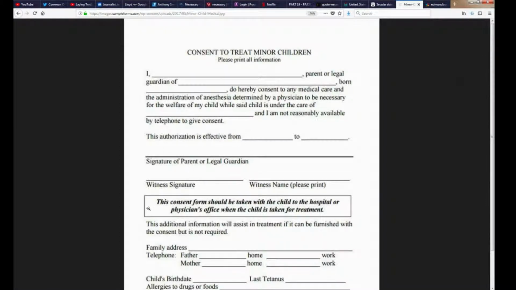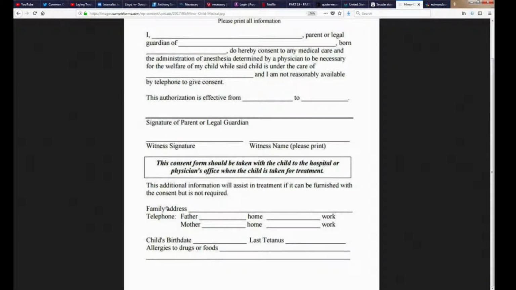And then in the four corner rule, the box here, this consent form should be taken with the child to the hospital or physician's office when the child is taken for treatment. Now that's interesting, isn't it? So this form is obviously giving some sort of aid or assistance to the medical profession in order to do what they need to do. This additional information will assist in treatment if it can be furnished with the consent, but is not required. Okay, it's not required because they can't force you to.